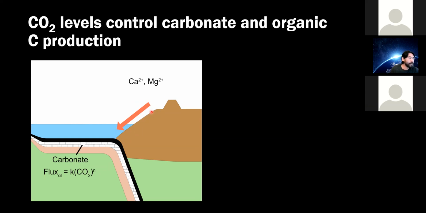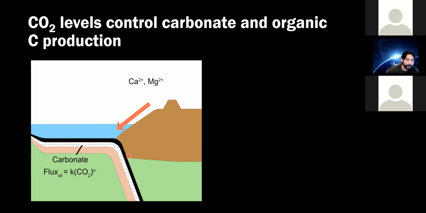And so what's thought to control the production of carbonates is the delivery of cations such as calcium and magnesium to the oceans. And so when we increase this delivery of calcium and magnesium through weathering of the continents to the ocean, we can stimulate precipitation of carbonates. And so this delivery flux of calcium and magnesium is controlled by the weathering of silicates. And so this weathering of silicates is thought to be sensitive to CO2 levels in the atmosphere.